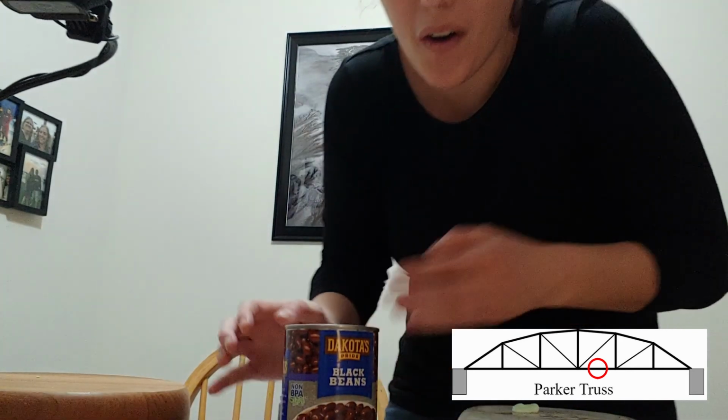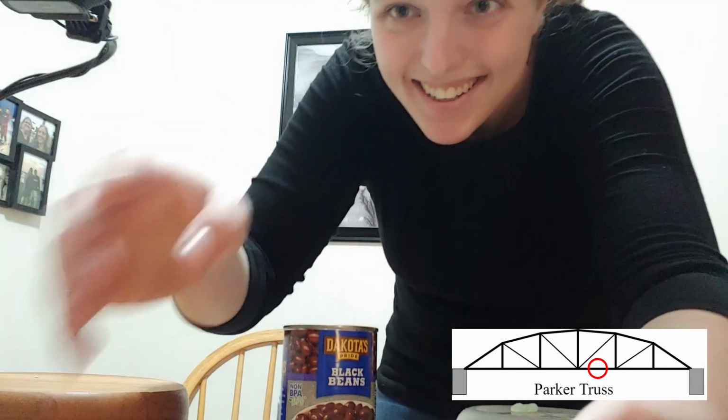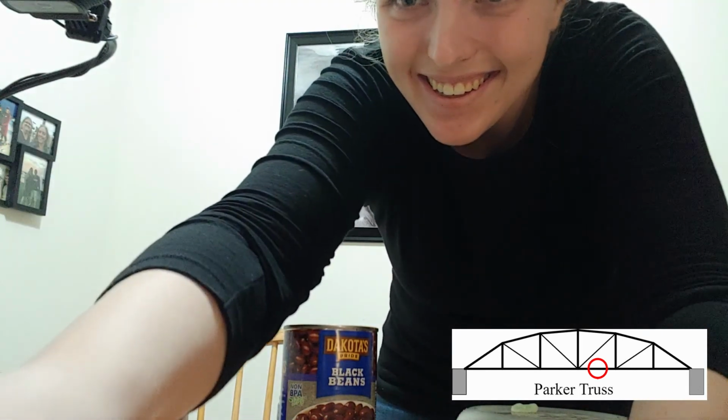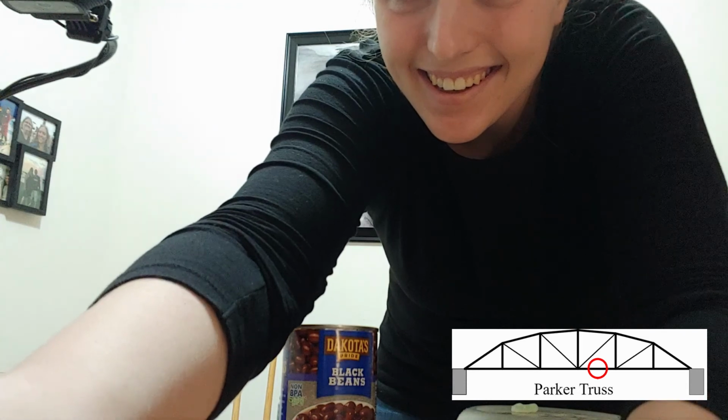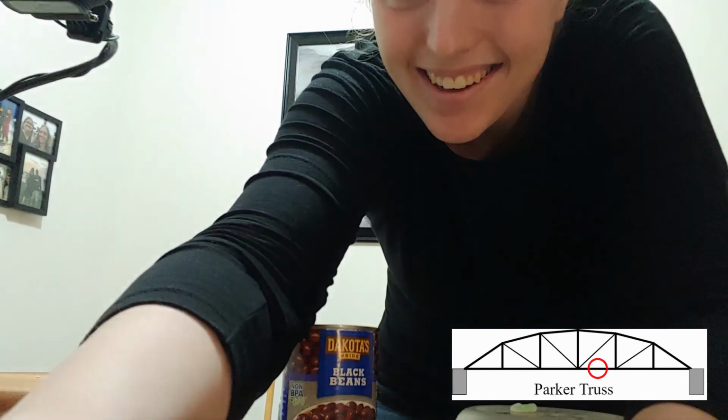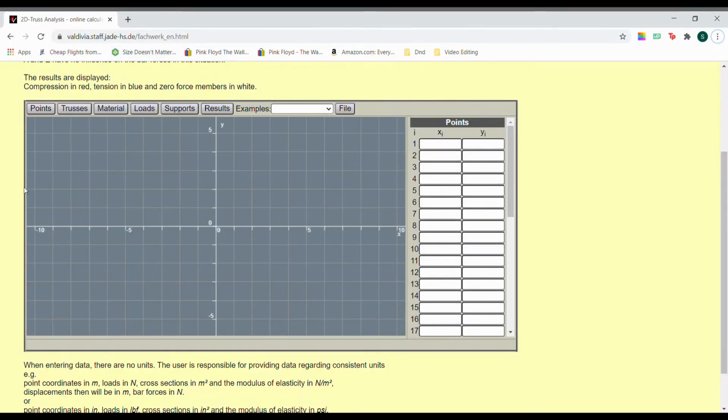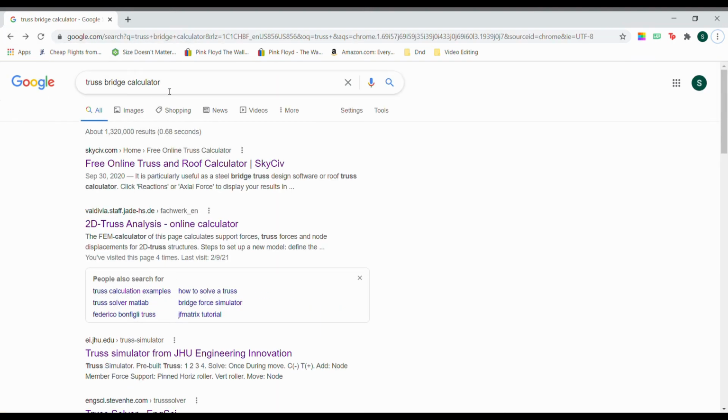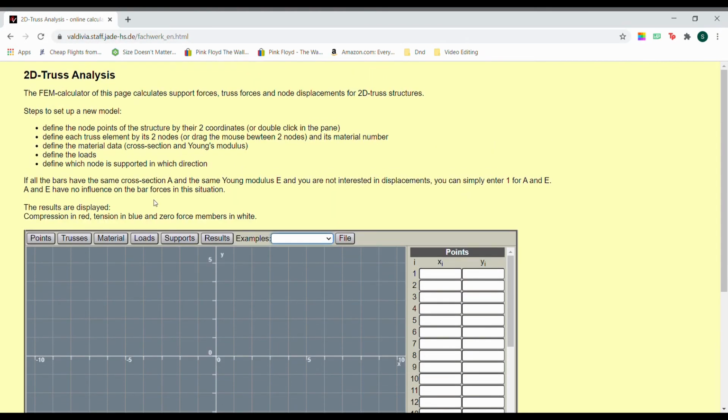Okay, so you may be thinking, what is she talking about, analyze your truss? Well, you can actually analyze a 2D truss at home for free on the internet using any number of truss analyzer tools. Some of them are easier to use than others because they're all designed by really technical people, I think. And so this is the one that I like the best, and I think it's the easiest to use. Okay, so here we are, and this is what the Valdiva staff page looks like. So what I did was I just typed in truss bridge calculator on Google, Valdiva staff jade, right here, the second one, clicked in, okay?